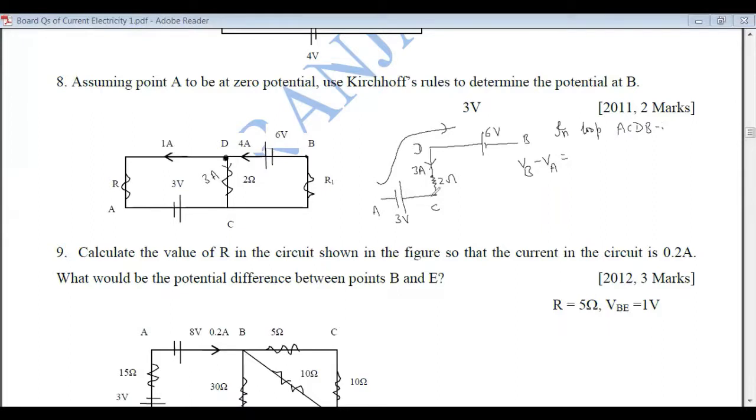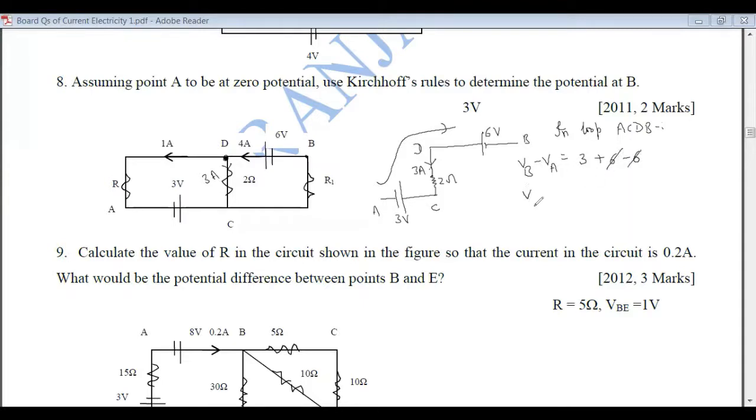Moving from A to C, we are moving from negative to the positive terminal, that is low to high potential. So this potential difference 3 volt will be taken as positive. Now from C to D, moving opposite to the direction of current. So the potential difference is I into R, that is 3 into 2, 6. So this 6 will be taken as positive. Moving from D to B, we are moving from positive to the negative terminal inside the cell, that is high to low potential. So this 6 volt will be taken as negative.